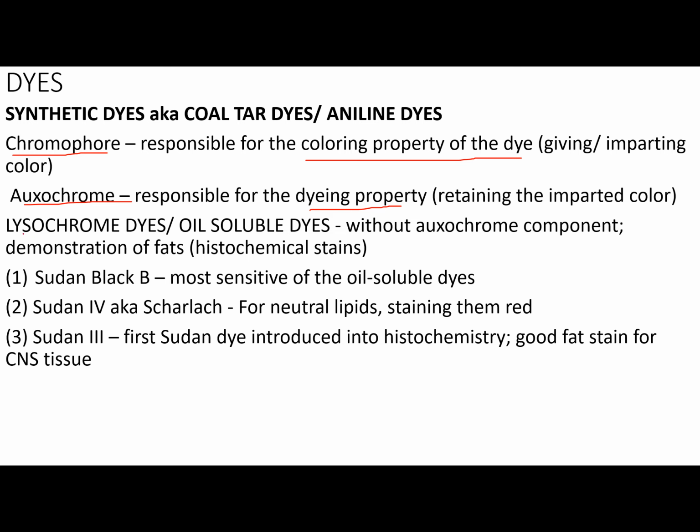Now, another variation of the synthetic dyes are the lysochrome dyes or the oil-soluble dyes. These are synthetic dyes without an auxochrome component. It is usually used for demonstration of fats, such as Sudan Black B, which is the most sensitive of the oil-soluble dyes. Sudan IV, also known as Scharlach R, is for neutral lipids, staining them red. And Sudan III, which is the first Sudan dye introduced into histochemistry. It is considered a good fat stain for CNS tissue.